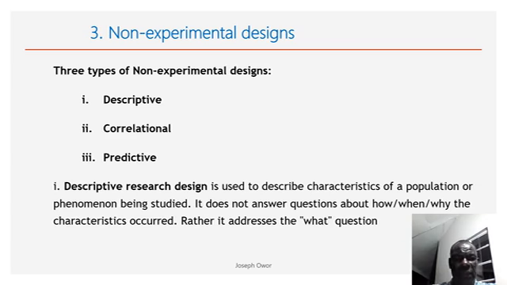What is a descriptive research design? This is used to describe characteristics of a population or a phenomena being studied. It does not answer questions about how or when or why the characteristic occurred. Rather, it addresses the what question.